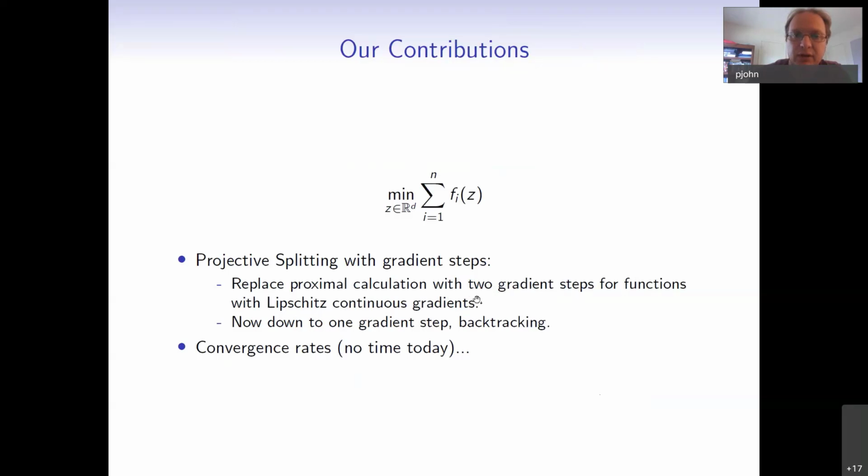The actual procedure we came up with needs to do 2 gradient steps per iteration. About a year after we came up with this, we figured out how to get that down to 1 gradient step. There are 2 versions we have now. There's also a backtracking version, so you don't need to know the Lipschitz constant. And yeah, I did also work on convergence rates, but I won't have time to talk about that today.